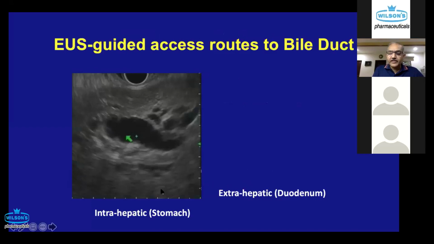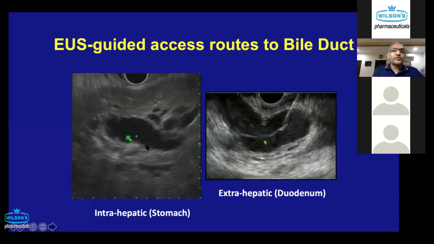So on the left is the intrahepatic approach. This is the left lobe of the liver, a left hepatic duct, and your scope is stationed in the proximal stomach. You can easily go through the parenchyma and enter this duct and then do a cholangiogram and pass a guide wire and do whatever you want. This is a dilated bile duct. The scope is in a long position. That's the needle, and that's the guide wire which is going towards the hilar side.